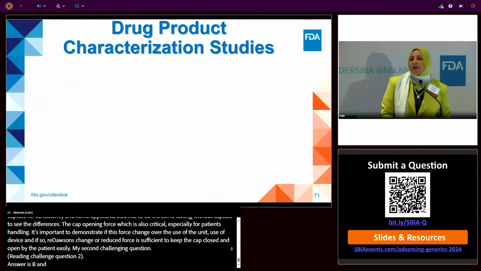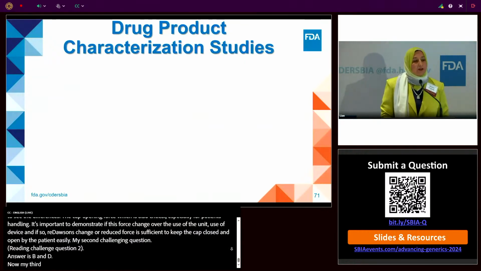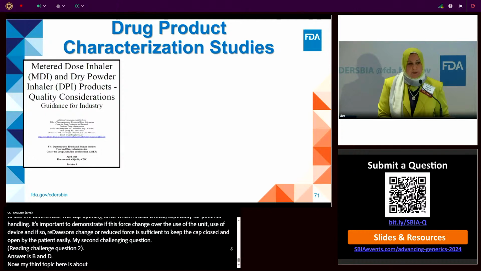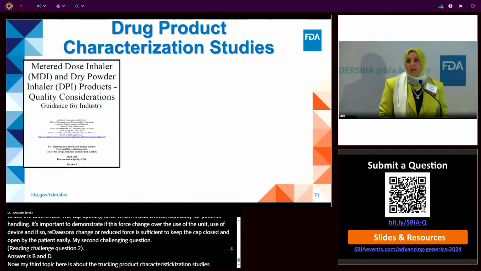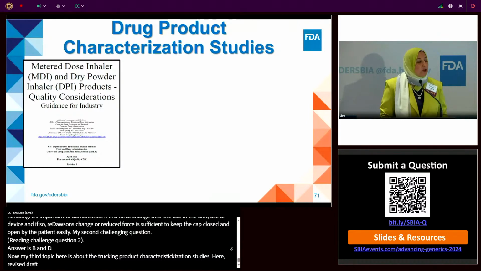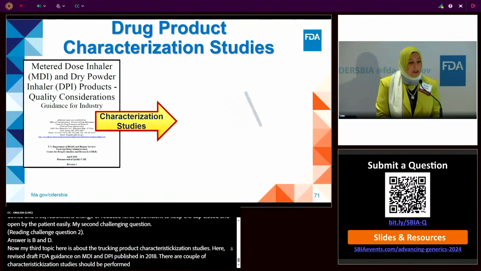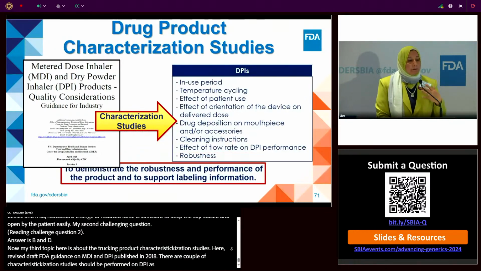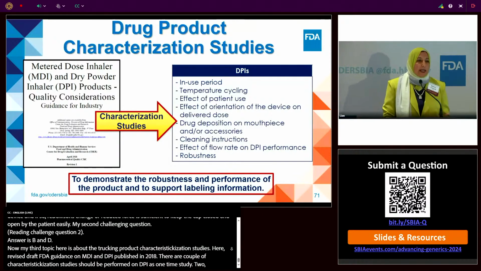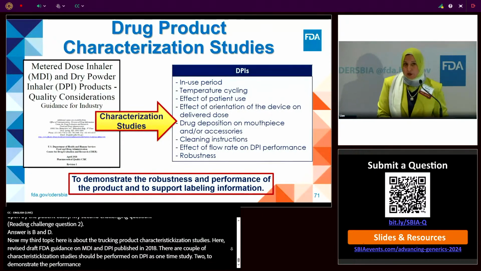Now, my third topic here is about the drug product characterization studies. Per the revised draft FDA guidance on MDIs and DPIs that has been published in 2018, there are a couple of characterization studies that should be conducted on the DPIs as a one-time study to demonstrate the robustness and the performance of the product and to support the labeling instruction.